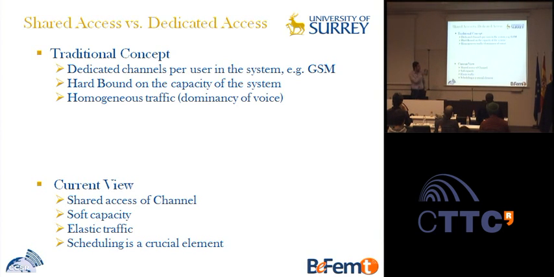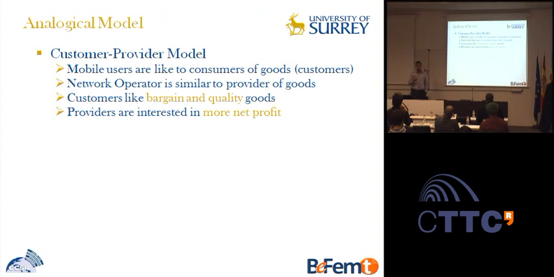So in this new concept or current view with the shared channel, scheduling and radio resource allocation play a crucial part. To better have a picture of this radio resource management dilemma, here I just try to talk about an analogy model, which we call the customer-provider model. In this model, the mobile users across the network can be seen as the consumers of goods, whereas the network operators are more similar to the providers of goods.